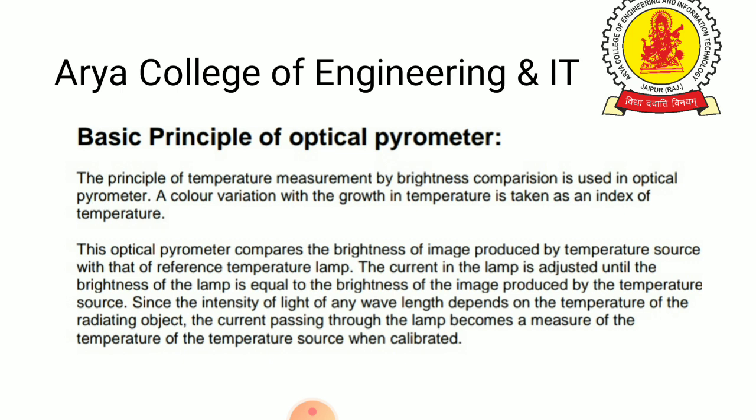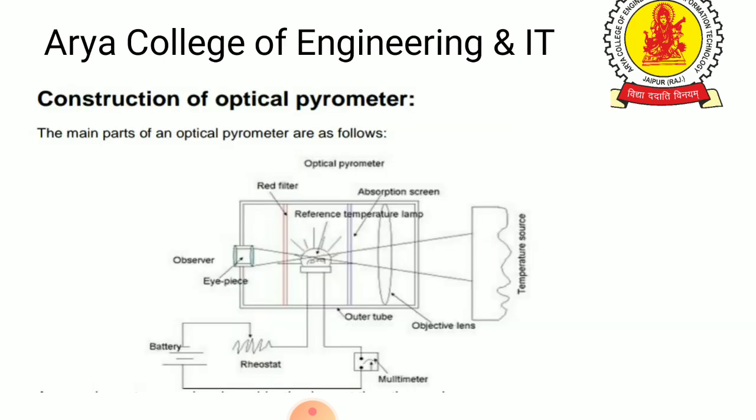Since the intensity of light at any wavelength depends on the temperature of the radiating object, the current passing through the lamp becomes a measure of the temperature of the temperature source when calibrated. So now we discuss the main components of optical pyrometers.